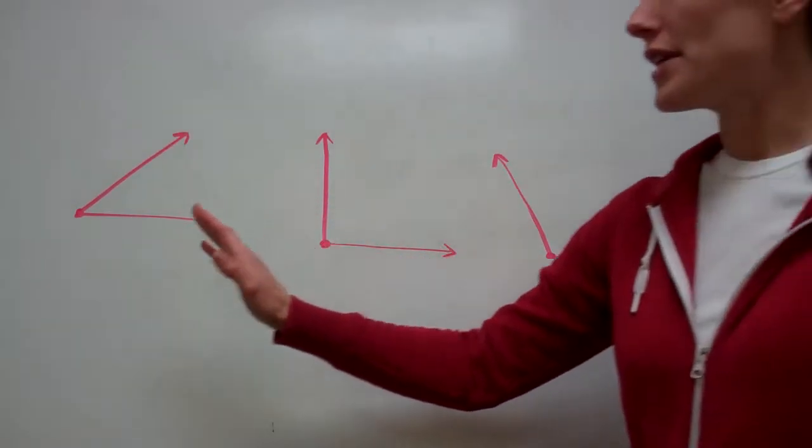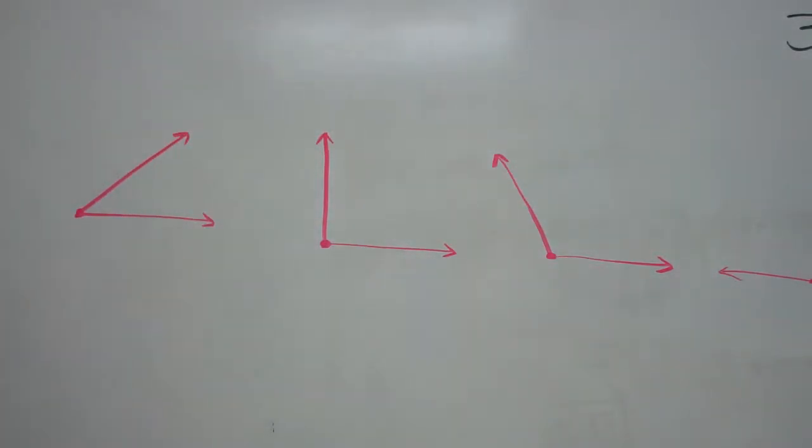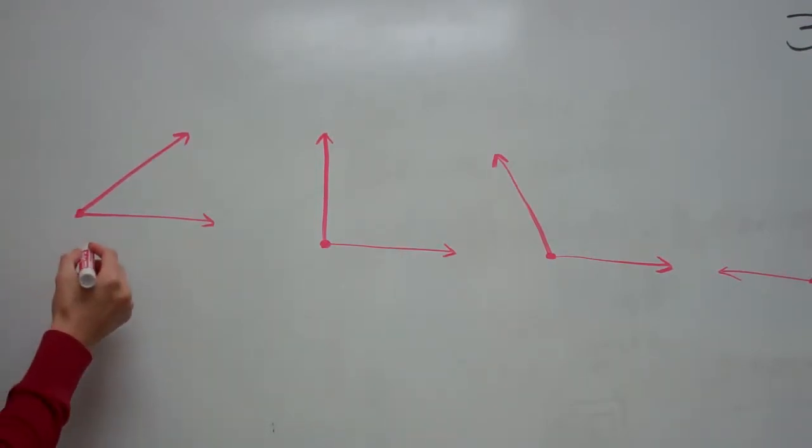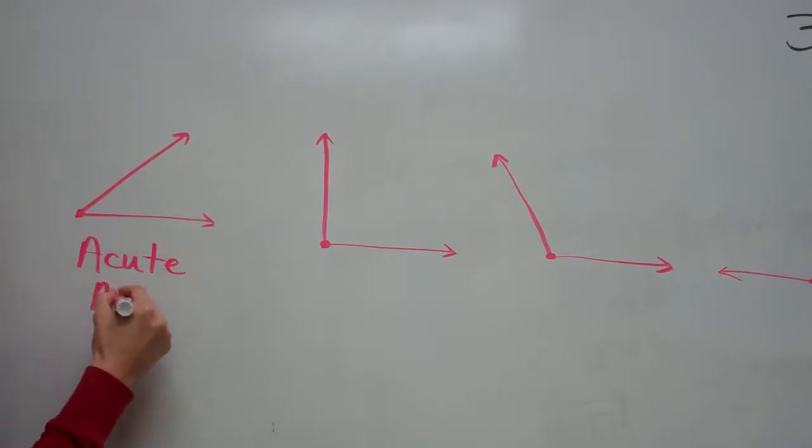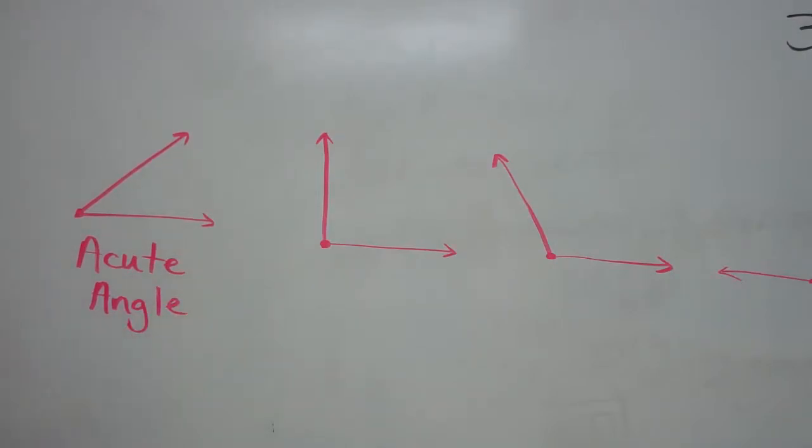These are all angles. Does anybody know what this one is called? It's not half of 90. I know what you're thinking. Anybody know what it's called? This one is called an acute angle. And the way I think of that is that it's little and cute. Acute.